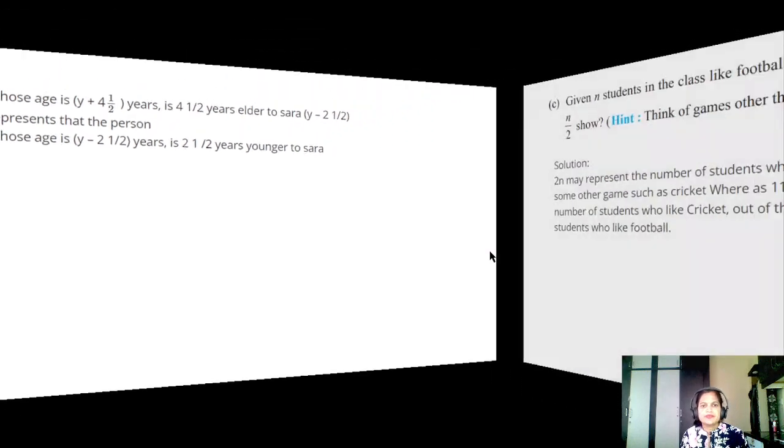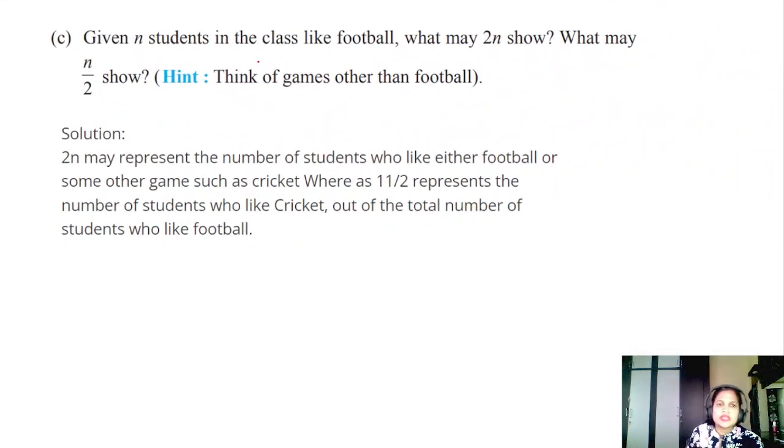That person may be. So see, given n students in the class like football. What may 2n show? What may n by 2 show? Hint. Think of a game other than football. Solution. 2n may represent the number of the students who like either football or some other game such as cricket, whereas n by 2 represents the number of the students who like cricket out of the total number of the students who like football.